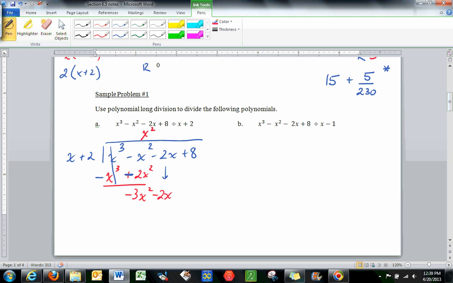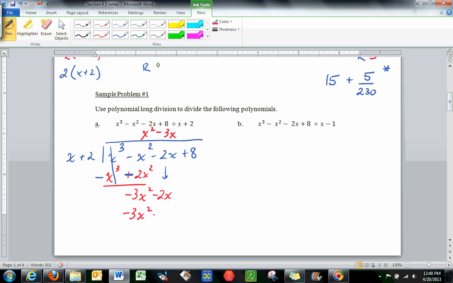Alright, my next step is to say, what do I need to multiply times x to give me negative 3x squared? A negative 3x will accomplish that. So negative 3x times x is negative 3x squared. Notice, I want to make sure that those signs are the same right now, because when I subtract it, it's going to change it, and we want those first terms to cancel out.